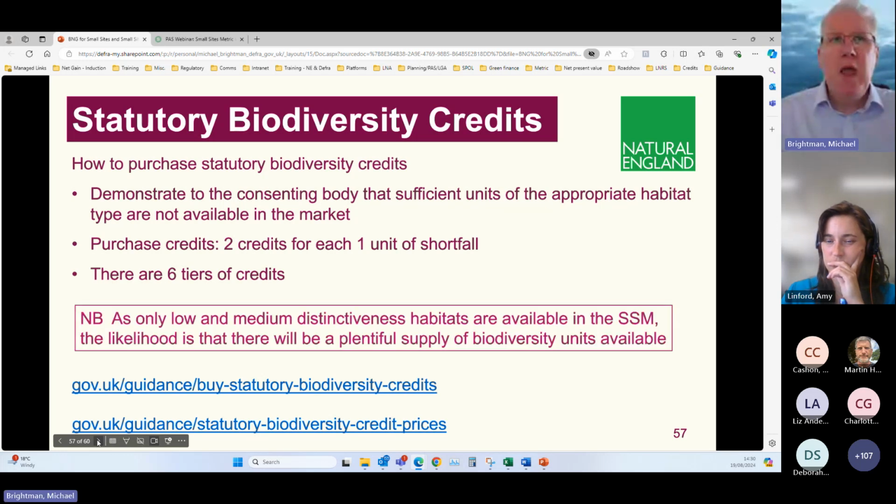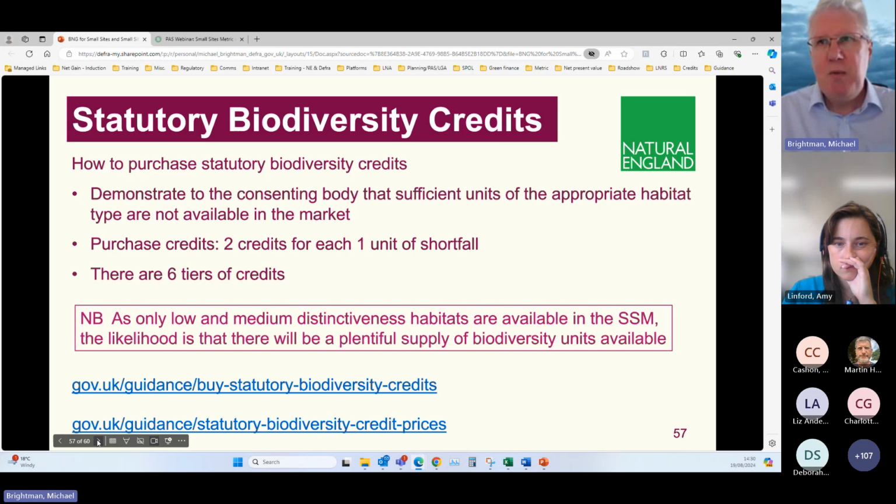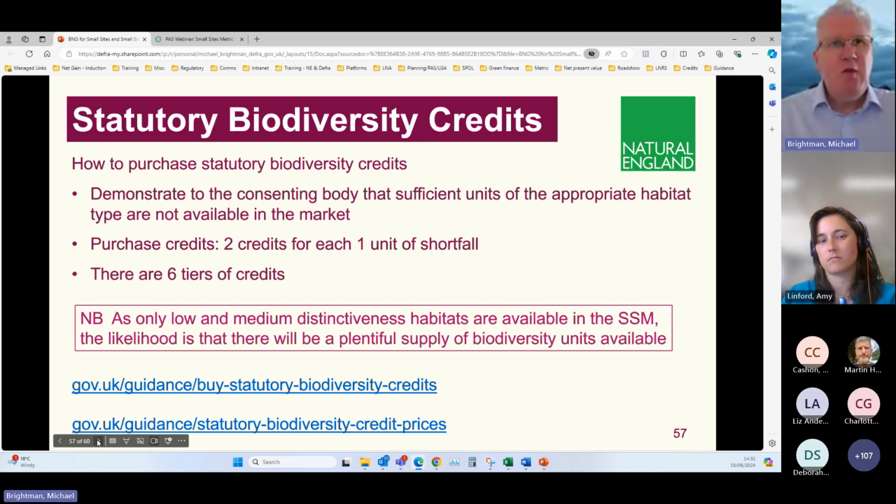A reminder, though, and I'm sorry to reiterate: because only low and medium distinctness habitats are available in the small sites metric, the likelihood is that there'll be a plentiful supply of those biodiversity units available in the market. It might be that you advise them to approach habitat banks where it's a small amount of units, but in many instances, there shouldn't be the need to give permission to purchase statutory credits.